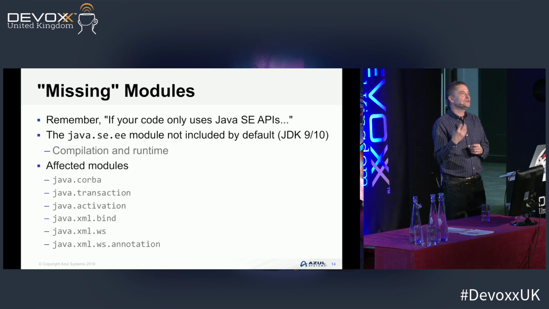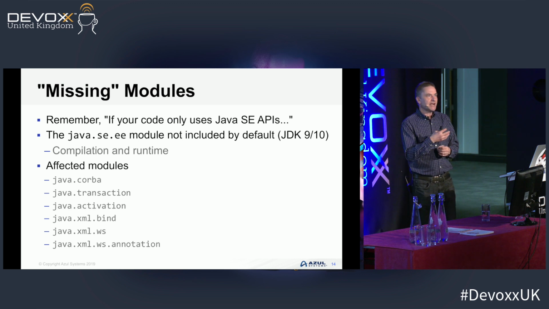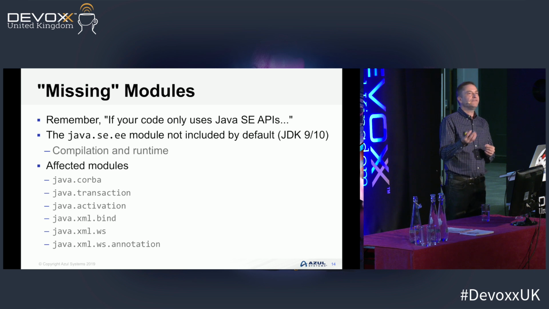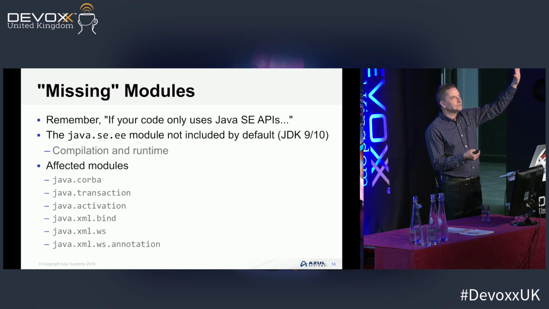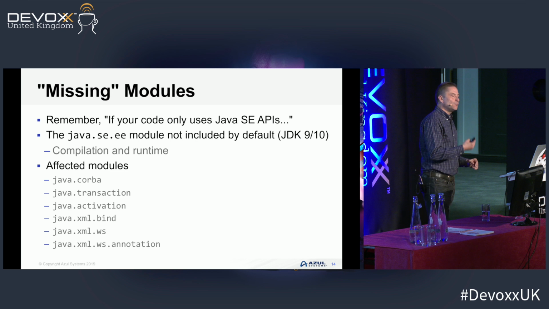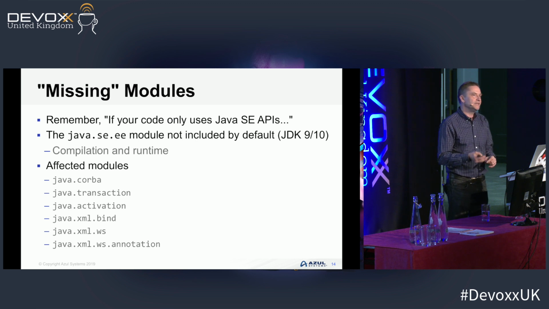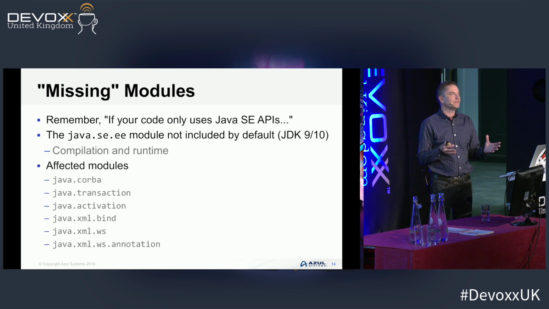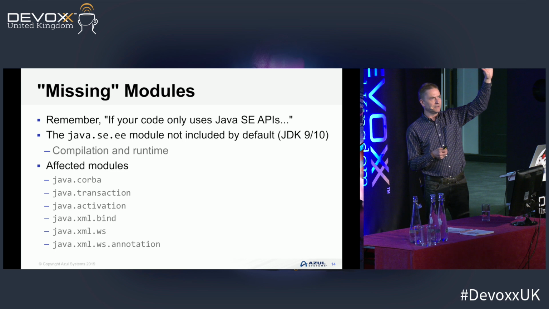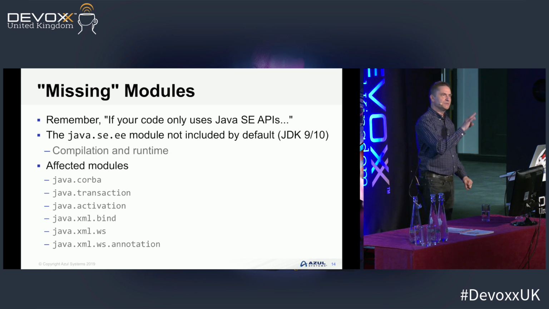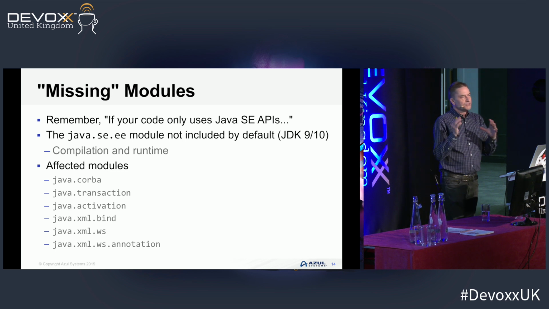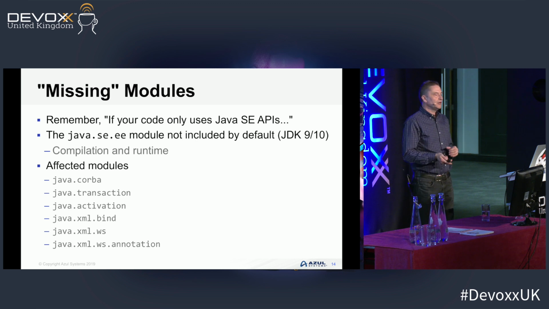Activation framework, that's part of Java Beans. The JAX-B, Java API for XML binding. Anybody using that? Oh, a couple of people, right? And the one that does seem to catch out quite a few people is JAX-WS, web services. But that's the SOAP-based way of doing web services rather than RESTful web services. Who's using JAX-WS? Ah, OK, interesting. Less people than I expected. But anyway, these are modules that will not be included by default.